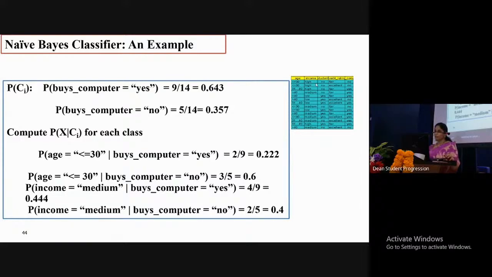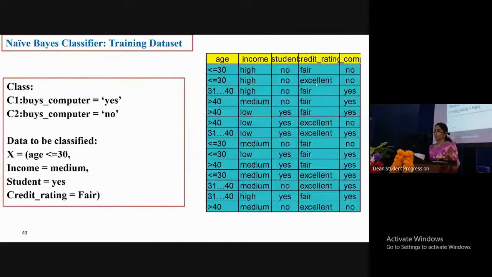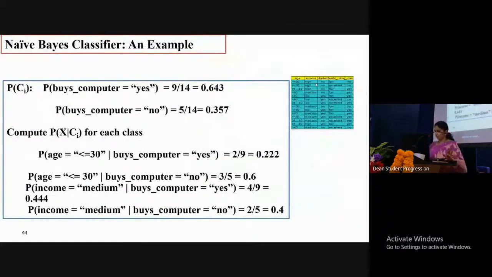First, let us look at the probabilities of the classes, that is, yes or no. Of the people buying the computer, how many yes do I have and how many no? I have a total of 9 yes, so it is 9 by 14. And the probability that he is not going to buy a computer: you have 5, so 5 by 14.